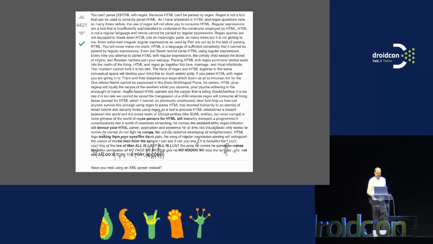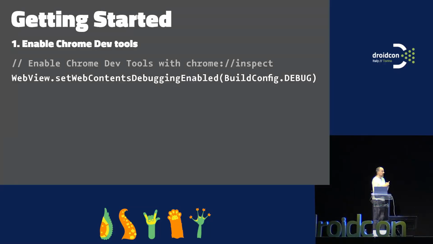Okay, moving on. So how do you get started with working with web views? The basic stuff here is, the first line you're going to write is this one. WebView.setWebContentsDebuggingEnabled, and you pass in the BuildConfig.DEBUG parameter. This means that you can now use Chrome dev tools to inspect the web view content. You get the JavaScript console you can run stuff in. You can see the network requests that the web view does.